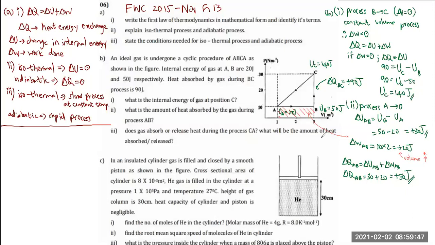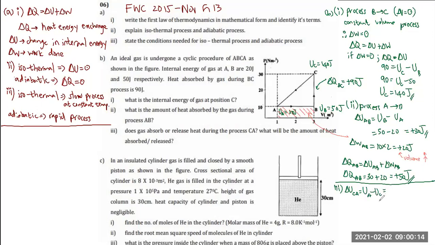Okay, right. So, yeah, I think we can finish it. No problem. Let's start the third part of question B. Third, Roman 3, question B. First and foremost, now we are talking about process CA. I'll find out delta UCA, starting with that. That is UC minus UA. Sorry, UA minus UC. Final minus initial. UA minus UC.